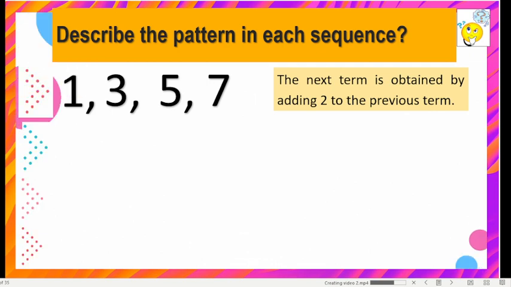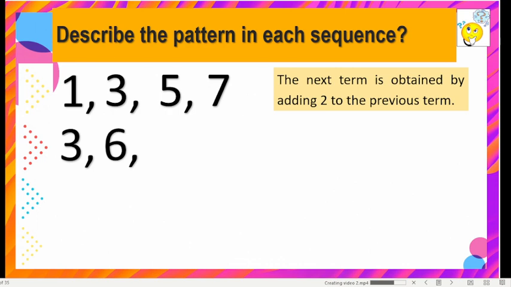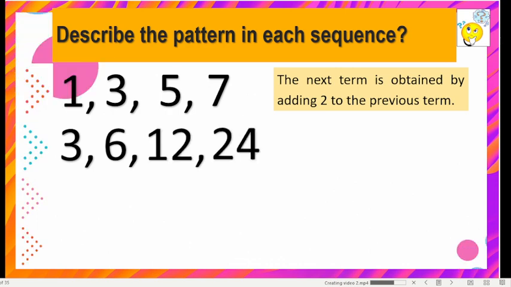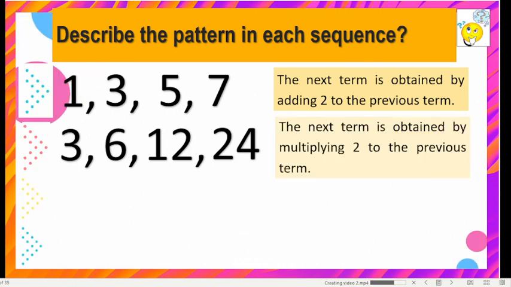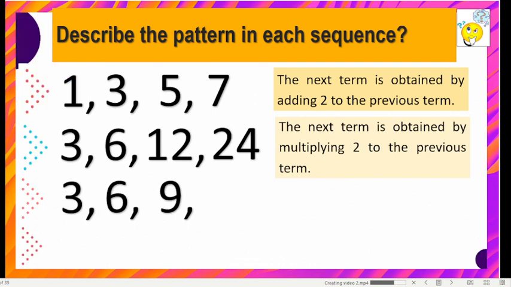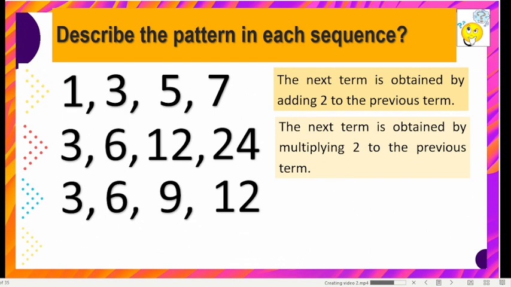What about the second set of numbers? 3, 6, 12, 24. Good. The next term is obtained by multiplying the previous term by 2. Next, 3, 6, 9, 12. What have you noticed? The first term and the pattern are the same. These are multiples of 3.